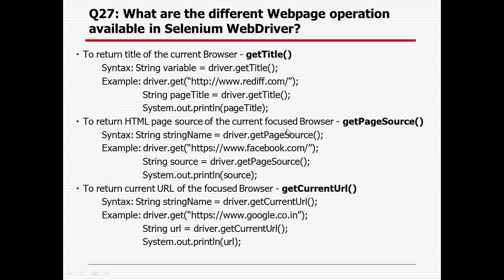If you want to get the page source for the current focus browser, you need to use the getPageSource method. After passing the URL, you need to declare a variable of string type, store the page source with driver.getPageSource, and then you can print it or use it at a later point of time. If you want to get the current URL of the focus browser, you need to use the getCurrentUrl method. After opening it, store it in a string, then you can use it or print it as required.